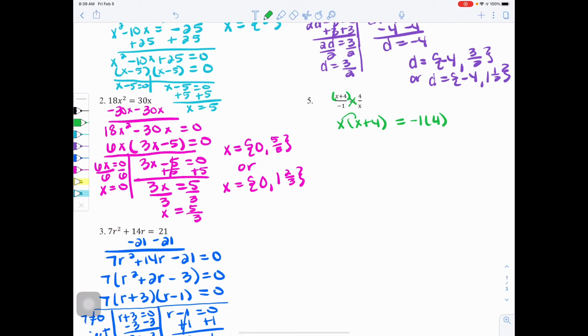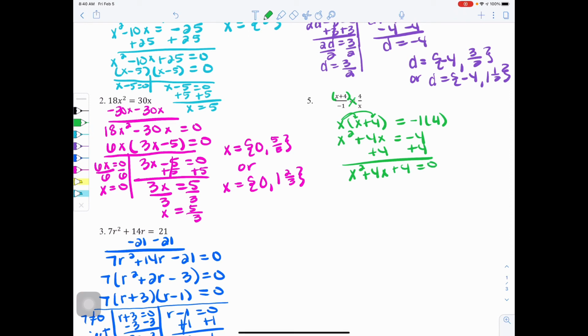So here, I see that I have distributive property first that I have to simplify. X squared plus 4x equals, and on the other side, I get -4. So now I want to start getting this in standard form, meaning I have to set it equal to 0. So I'm going to add 4 to both sides in order to do that. So I get x squared plus 4x plus 4 equals 0.